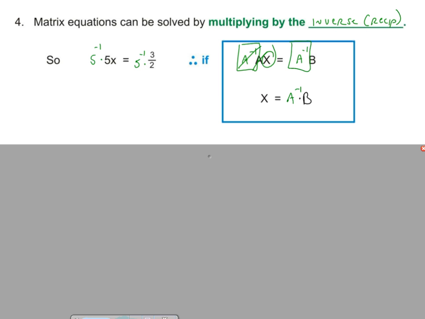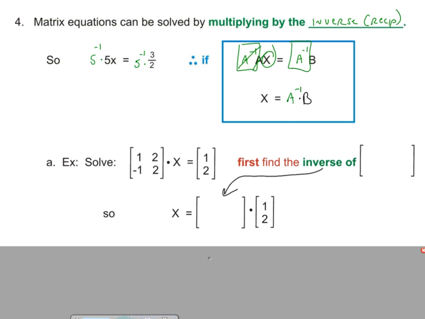So what we're after then is trying to find the inverse so that we can move things multiplied times the matrix that we're trying to solve for. That's what we're after. That's all we're trying to do. Okay, so let's do a couple examples.